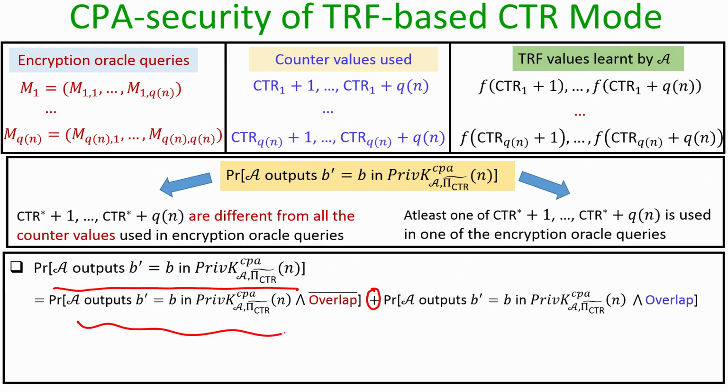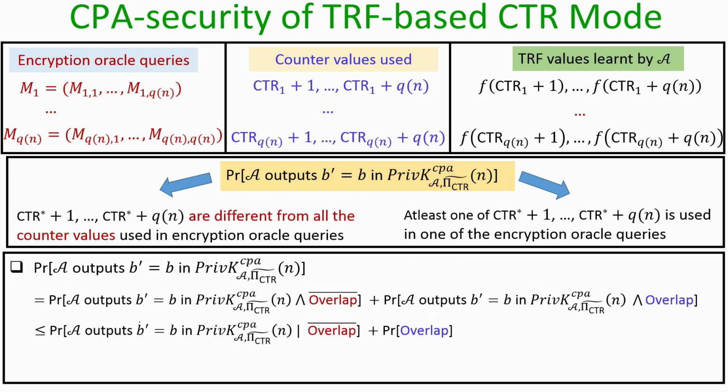The first is the case when the event overlap does not occur, that means the counter values used for encrypting the challenge plain text never get repeated, but still the adversary wins the CPA game. The second probability is the probability of the adversary winning the CPA game under the condition that overlap has occurred, that means one of the counter values has been repeated. It is always possible to upper bound the second probability by the probability of the event overlap occurring.